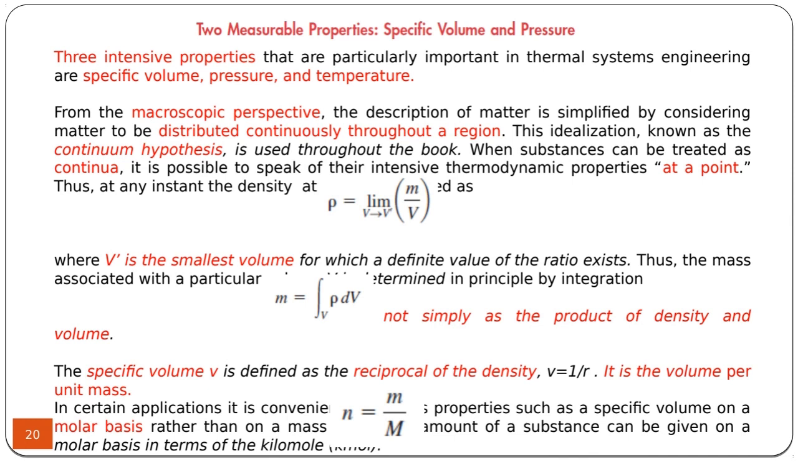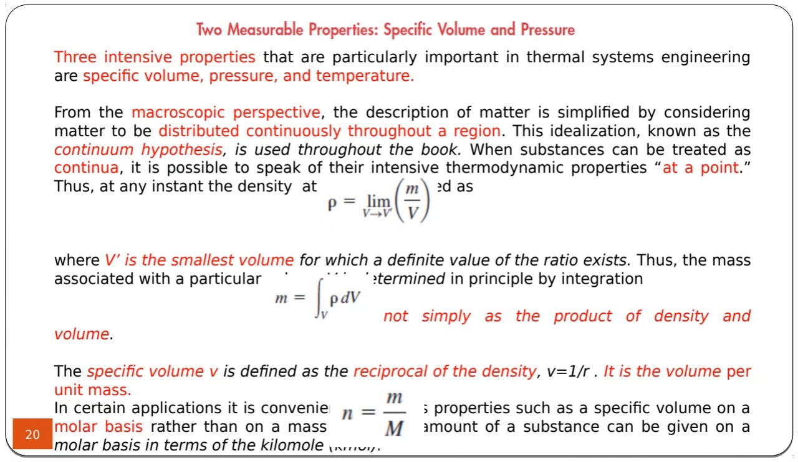So let's take a look at some of the properties. Most important properties are specific volume, pressure and temperature. Sometimes we use density instead of specific volume because density is the inverse of specific volume. Remember from physics that density is mass per unit volume and specific volume is volume per mass. So they are inverse of each other.